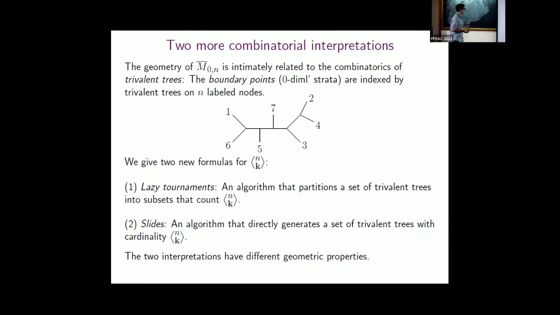And we give two new formulas. One is called lazy tournaments, which is an algorithm of taking trivalent trees and partitioning them up into subsets that count these coefficients. And the other algorithm we call slides, which allows you to directly generate a set of trees that count these coefficients. And you get different sets of trees in either case, and they come from two different geometric motivations.